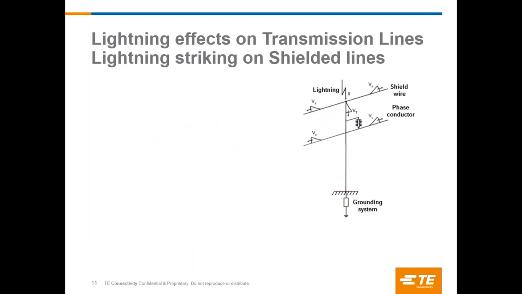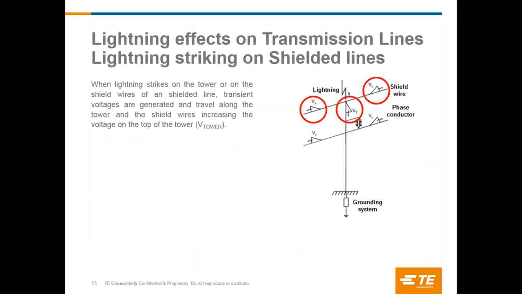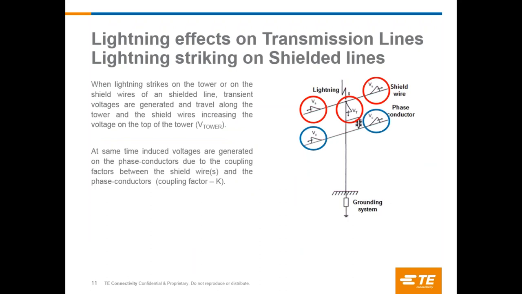Now, what happens when lightning strikes shielded lines? When lightning strikes the tower or the shield wires of a shielded line, transient voltages are generated and travel along the tower and the shield wires, increasing the voltage on the top of the tower. At the same time, induced voltages are generated on the phase conductors due to the coupling factors between the shield wire and the phase conductors.